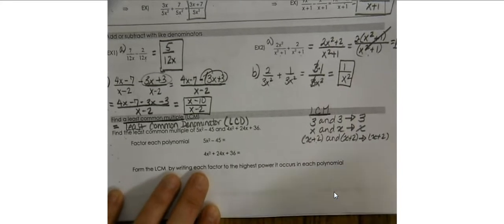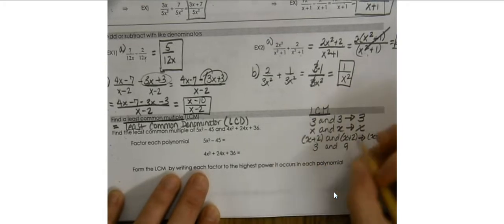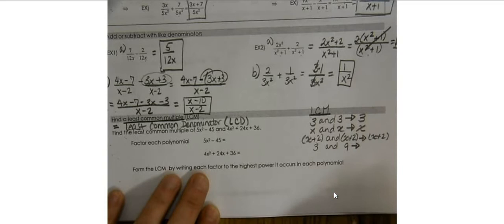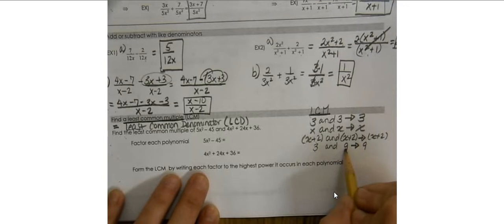Let's say that you have a denominator of 3 and a denominator of 9. Your least common multiple is going to be 9. And that's because 3 can go into 9 evenly. And so that's going to be 9.